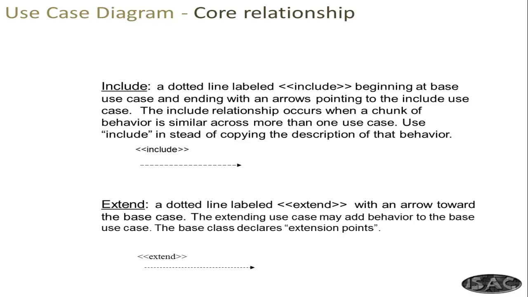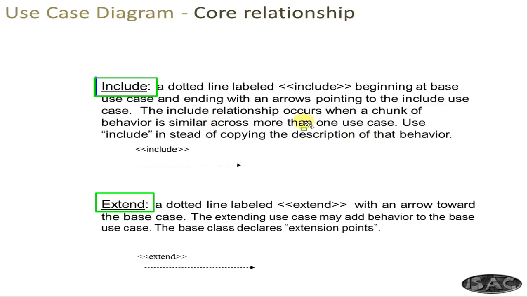Now another relationship which is very important in the use case diagram is include. And the other one is called extend. Include is a dotted line labeled include, beginning at the base use case and ending with an arrow pointing to the included use case. The include relationship occurs when a chunk of behavior is similar across more than one use case. Use include instead of copying the description of that behavior. Okay, so this is what the concept of include is all about.